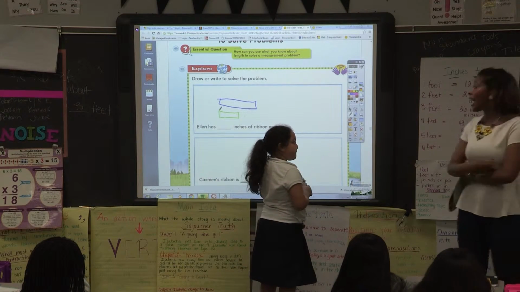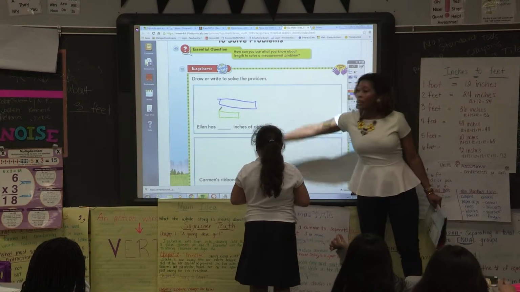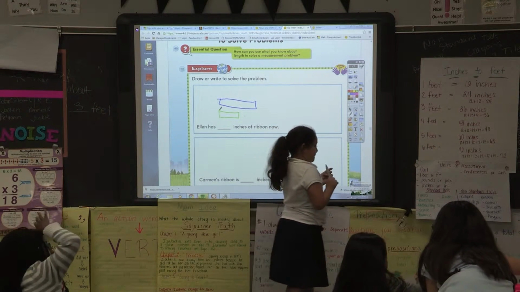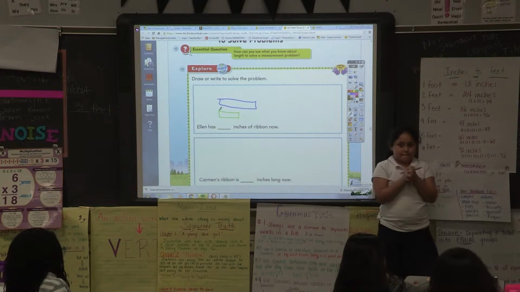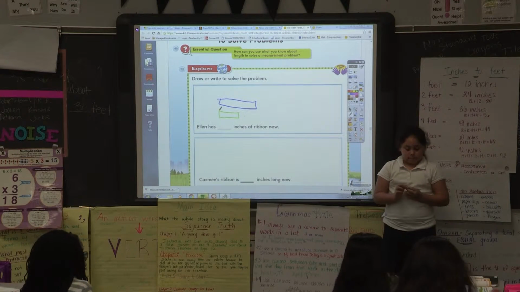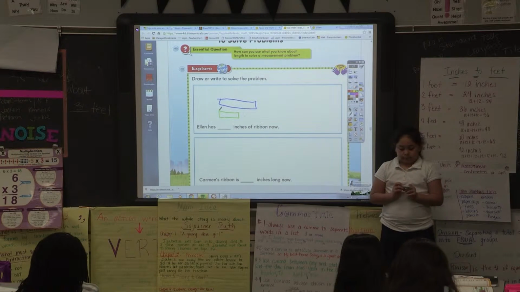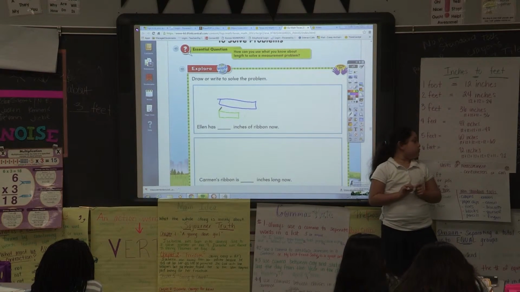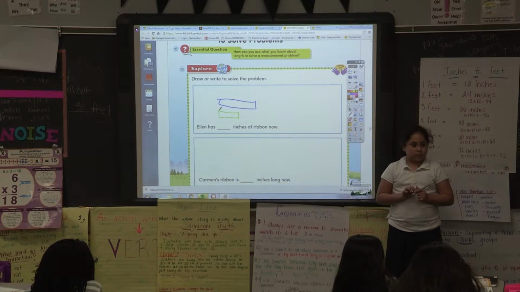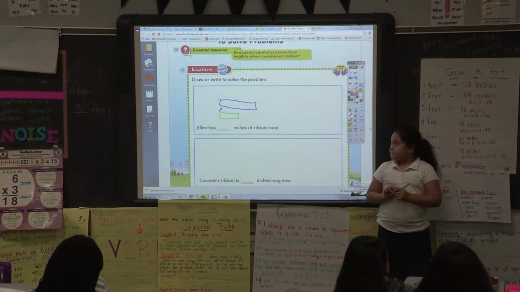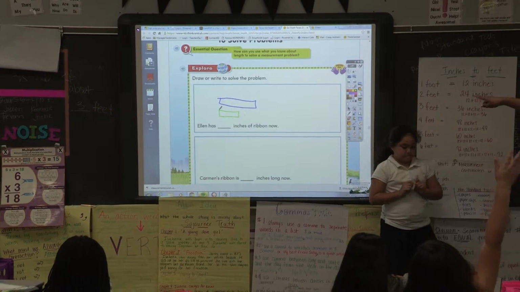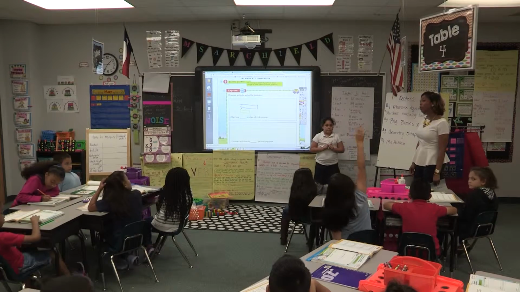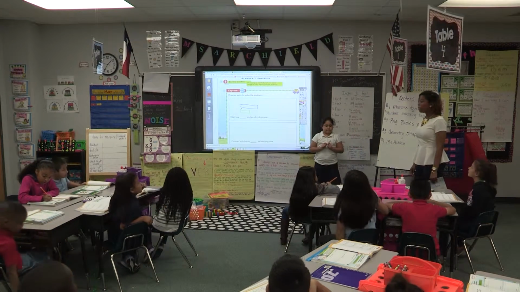Why did Jackie make this one shorter than that one? What's going on with the two ribbons? Jordan, a little bit louder. Because 13 is a bigger number than 8. So, because 13 is a bigger number than 8, what does that tell me? What am I seeing when I put it towards measuring the ribbons? The green one is going to be shorter than the blue one. Okay.